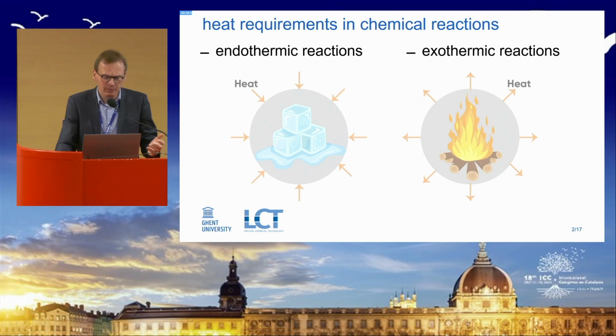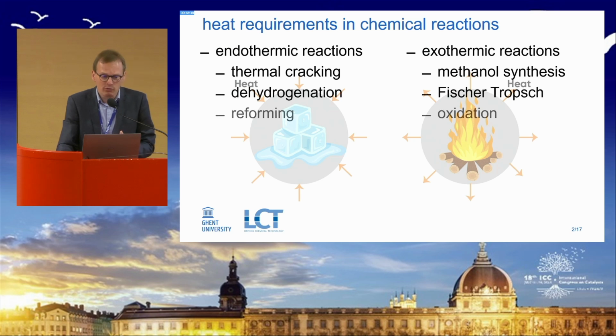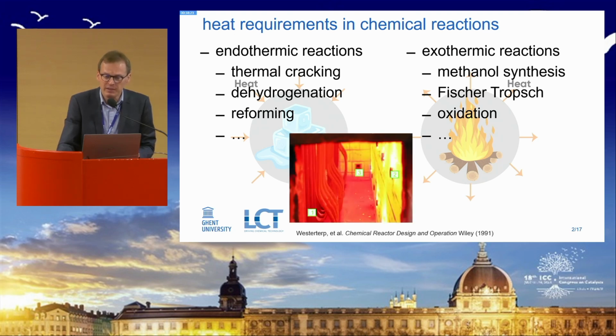Heat effects for chemical reactions can either be related to endothermicity of the reaction or exothermicity. Of course, quite some can also be thermoneutral. But thinking of some examples, thermal cracking, dehydrogenation, and reforming reactions are endothermic reactions, and for exothermic reactions, methanol synthesis, Fischer-Tropsch, oxidations, and quite a variety. The corresponding reactors have been designed accordingly in order to deal properly with the heat requirements of the chemical reactors.